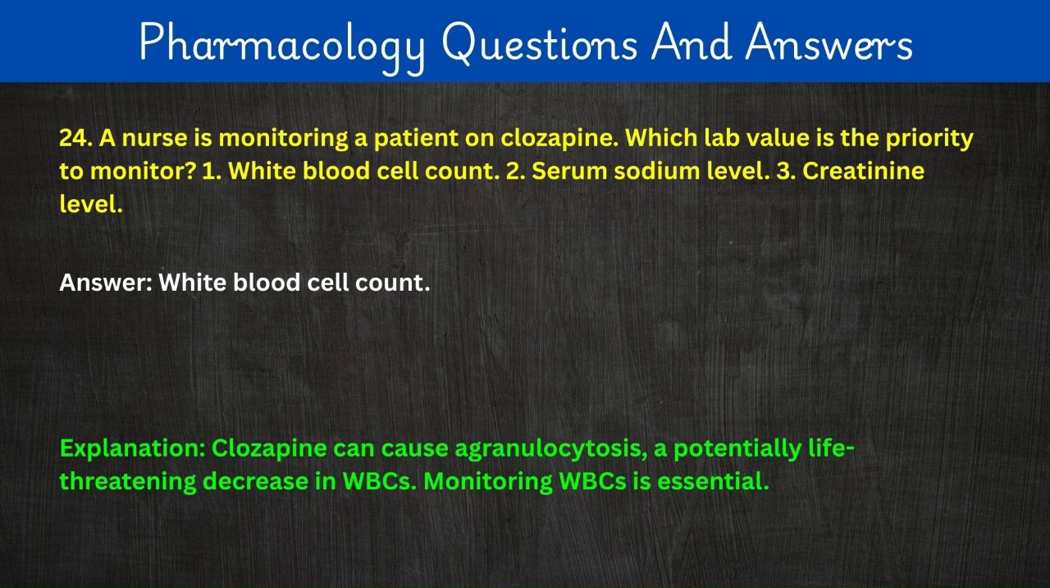24. A nurse is monitoring a patient on clozapine. Which lab value is the priority to monitor? 1. White blood cell count. 2. Serum sodium level. 3. Creatinine level. Answer: white blood cell count. Explanation: clozapine can cause agranulocytosis, a potentially life-threatening decrease in WBCs. Monitoring WBCs is essential.